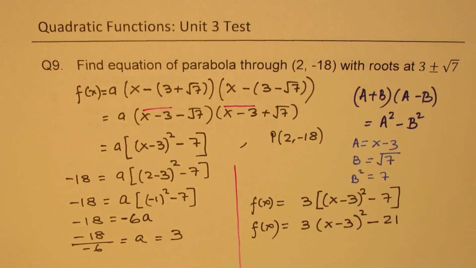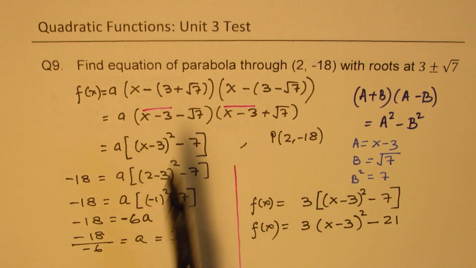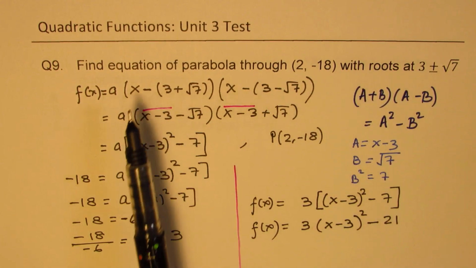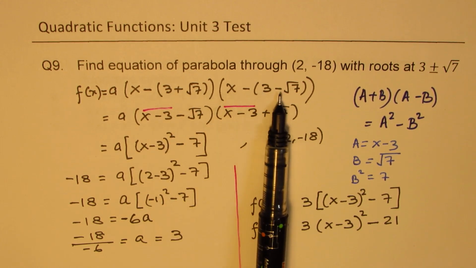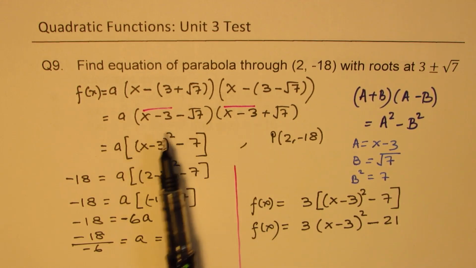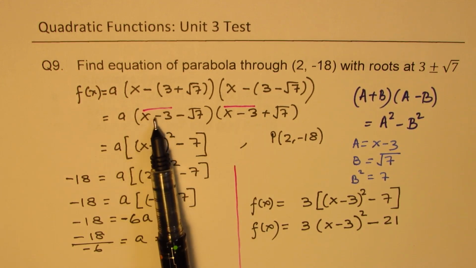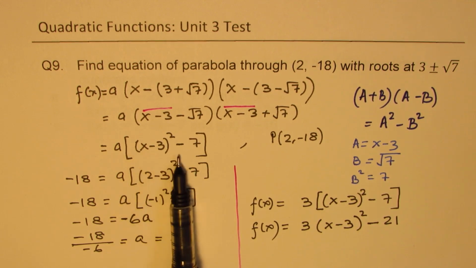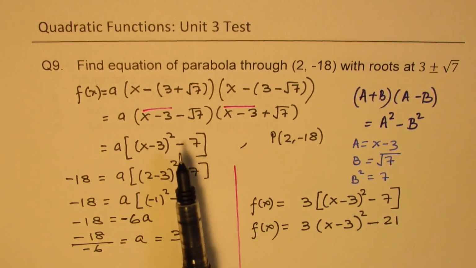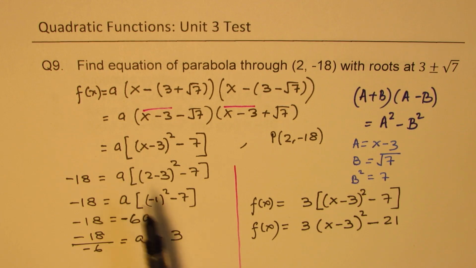Is that clear to you, right? So what we did was, let's go through it once again. The two roots were given to us, so we use x minus x1 times x minus x2, rearranged. Then the product was a square minus b square. Then instead of simplifying this, it was better to substitute the point and calculate the value of a. So we got the value of a and we got this in the vertex form. So that is our parabola in the vertex form. Is that clear to you? Correct? So that's how we're going to find the solution.